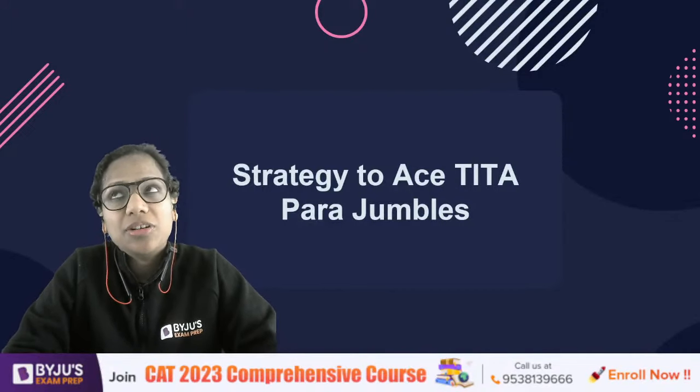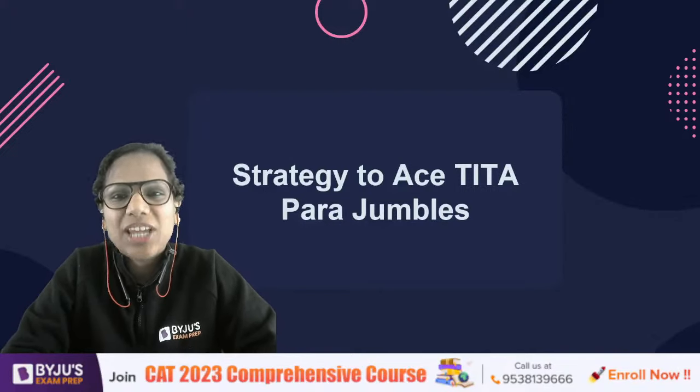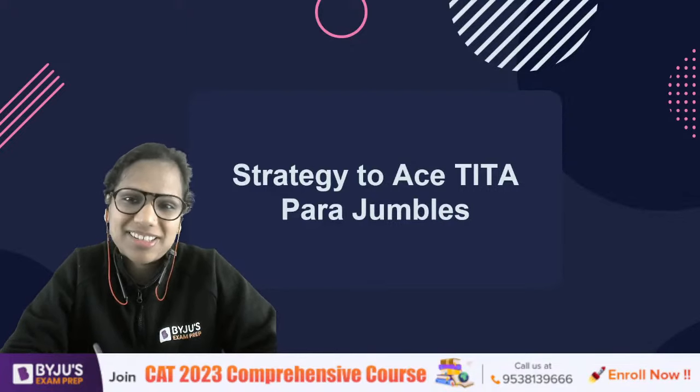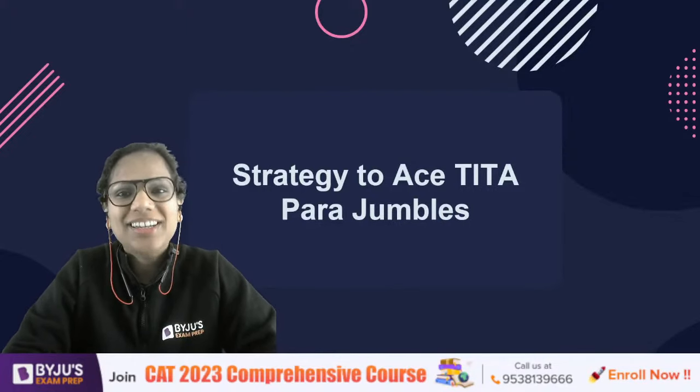So last year, I think three questions. Yes, three questions from type in the answer Parajumbles came. So 3 marks each. That makes it 9 marks. Okay, so it's an important area.